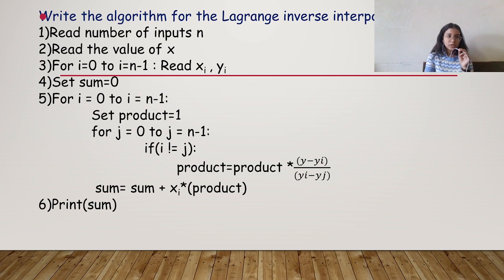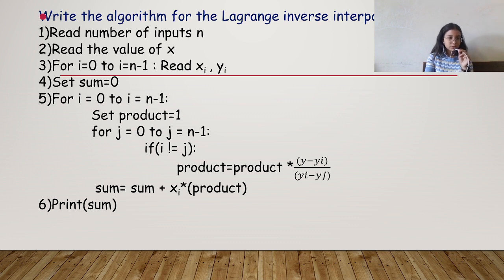Question number 3. Write the algorithm for the Lagrange inverse interpolation. First, read the number of inputs n. Second, read the value of x. Third, for i equals 0 to n minus 1, read xi, yi. Fourth, set sum equals 0. Fifth, for i equals 0 to n minus 1, set product equals 1.